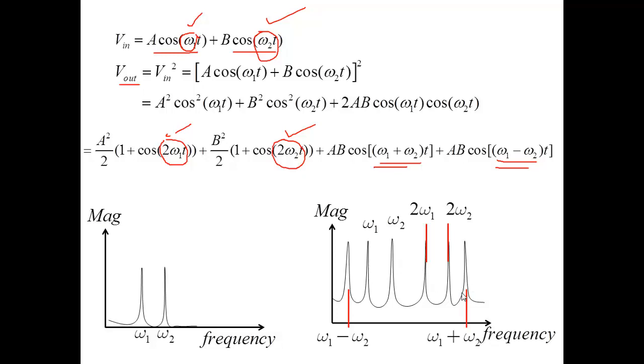So the positions may vary a little bit because we don't know what is the value of omega 1, omega 2. So based on that, there can be slight variations in this. But basically you will be having all these frequencies. And I need not explain what will happen if this is not the square, if it is cubical, if V out is cube of V in, you will have many more frequencies here. So basically this nature, that is V out is some power of V in, that is nonlinearity, is required for proper operation of a mixer.